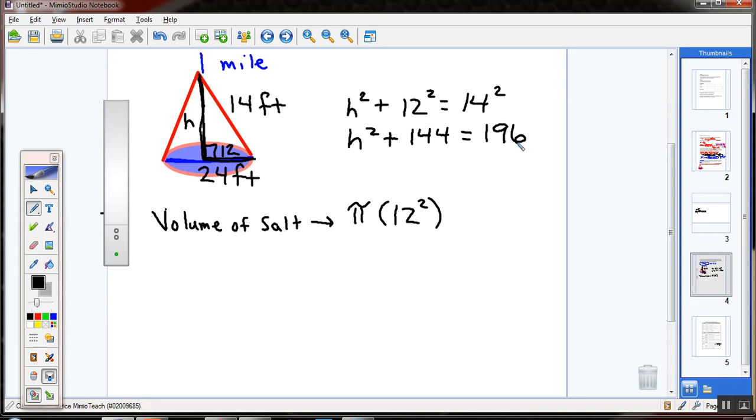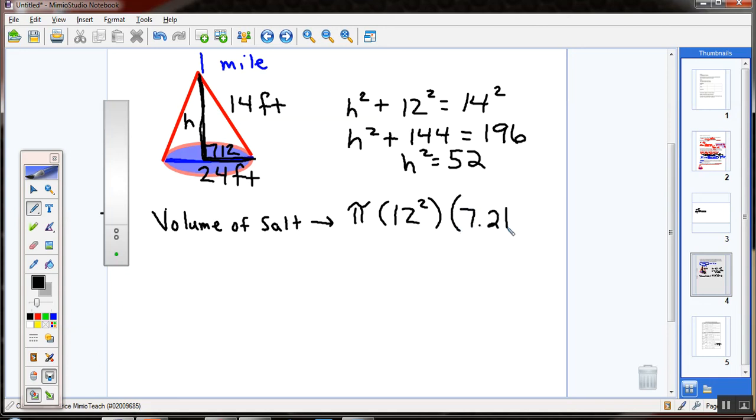Help me subtract 144 now, guys. 52. Very good. All right, let's go two places on the height then. So take the square root of 52 for me. Got to be close to about 7.2, isn't it? 7.21, we'll call it, maybe, for a height.